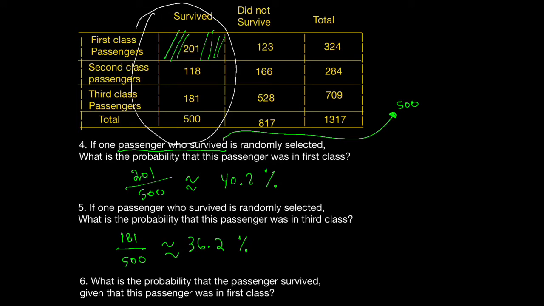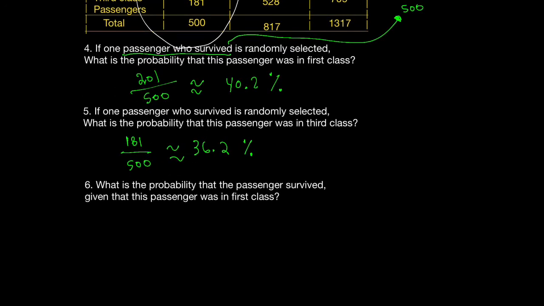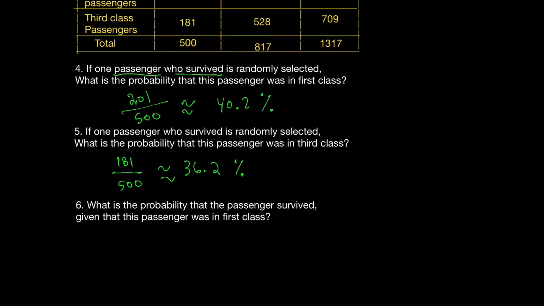Okay, so now let's look at the punchline here, because this is how the problems are going to be worded more or less. What is the probability that the passenger survived given that the passenger was in first class? This time we were given that the passenger was in first class. So given that the passenger was in first class, how many of those survived? So let's find our given.